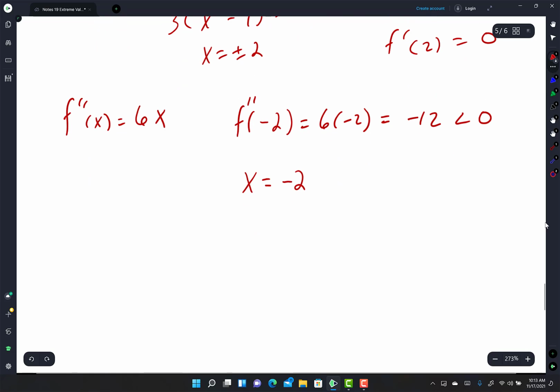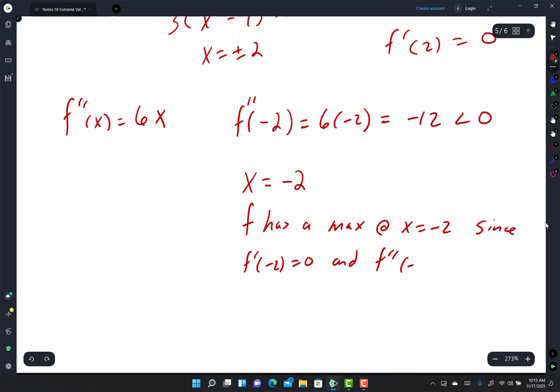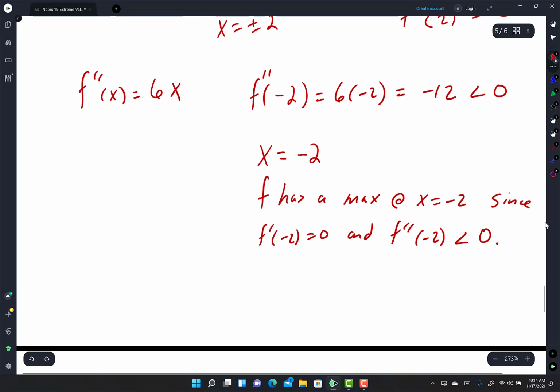So I'm going to write f has a max at x equals negative 2 since f prime of negative 2 equals 0 and f prime prime of negative 2 is negative. And that is math language to say that f is concave down, and I have a horizontal tangent, hence that must be a max. Does that make sense to you guys? Perfect. I'm going to go ahead and test the other one.